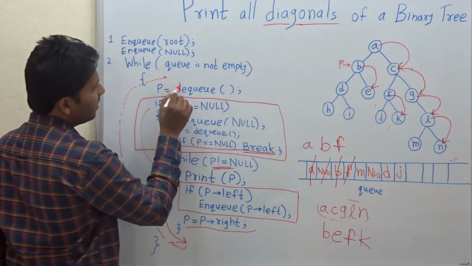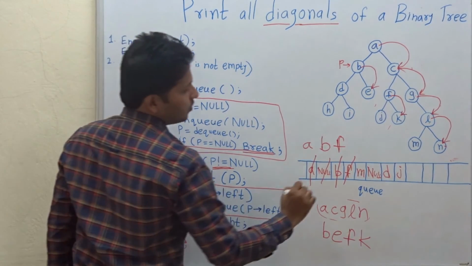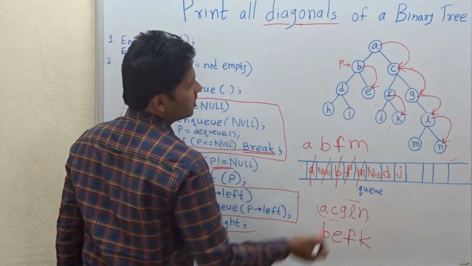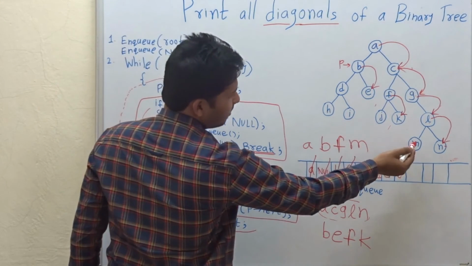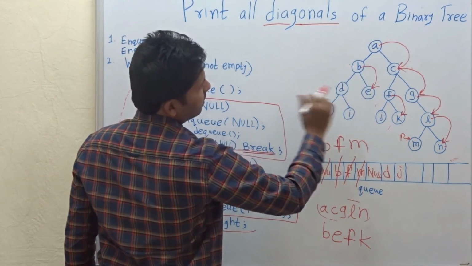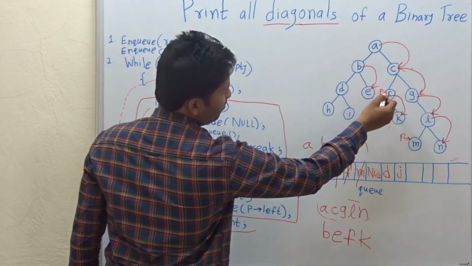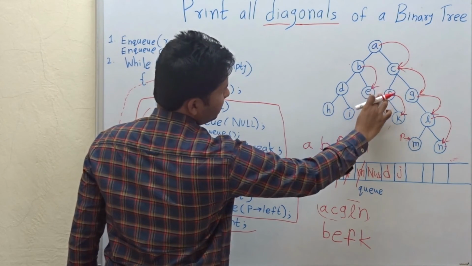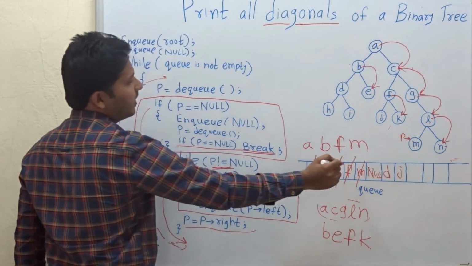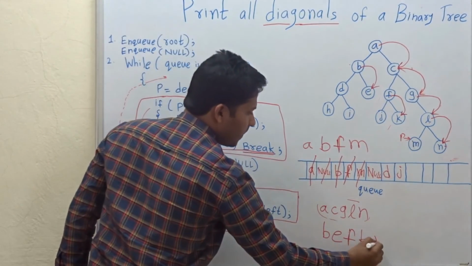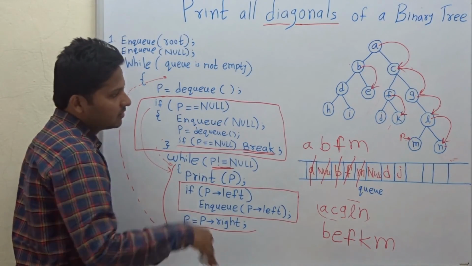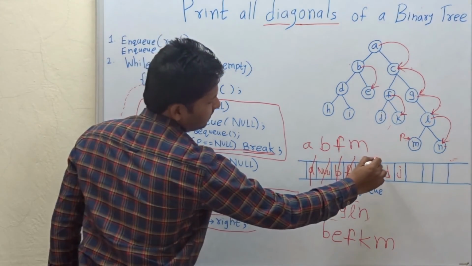Okay. Now here again we dequeue. So now when we dequeue we get M. M is dequeued. So let's go to M. Yes, M is here. P is pointing to M now. Previously it was pointing to P. I forgot to write here P. So now it is pointing to M. So write M, and it doesn't have left and right child. So the next step is dequeue.